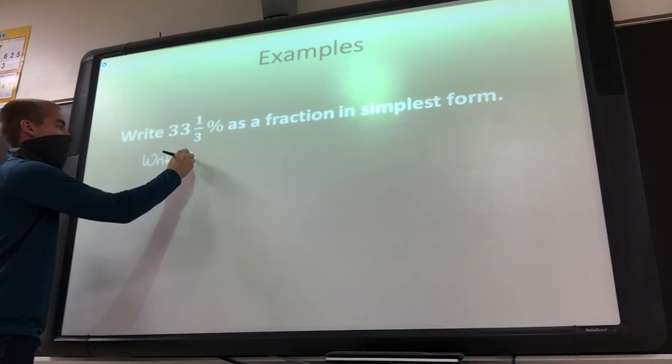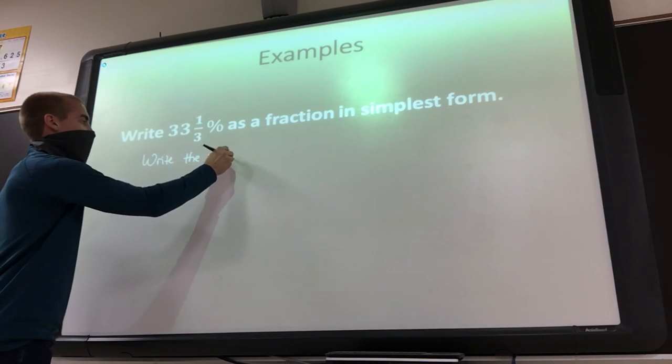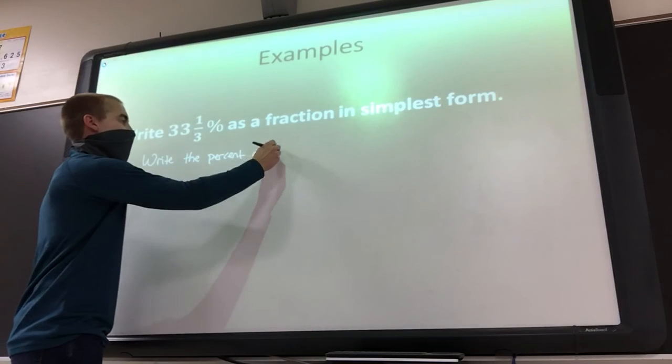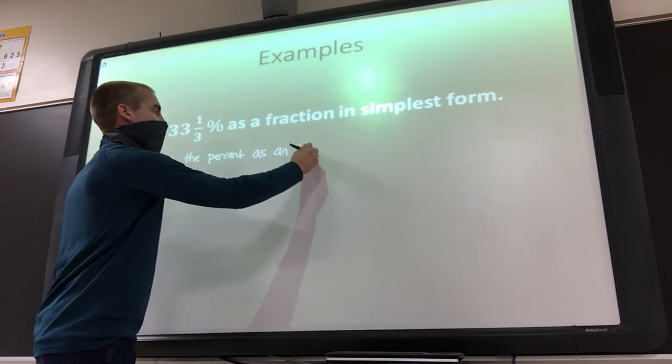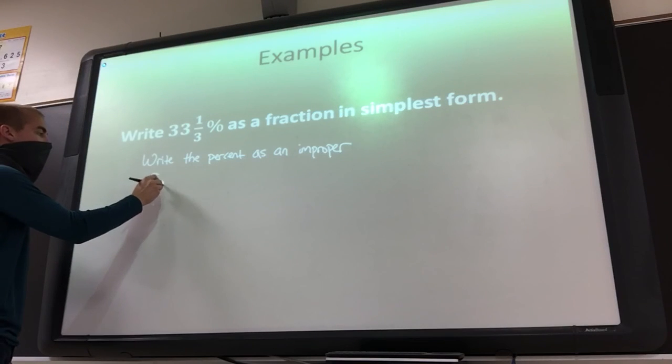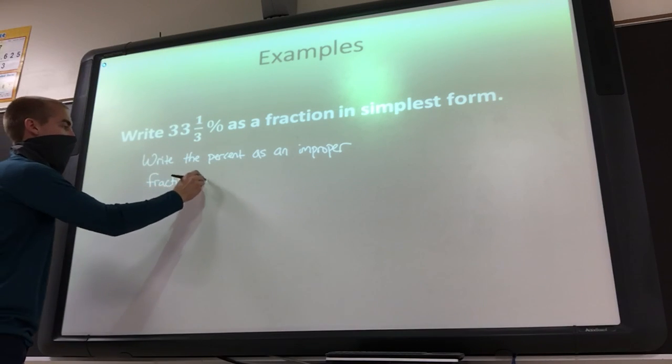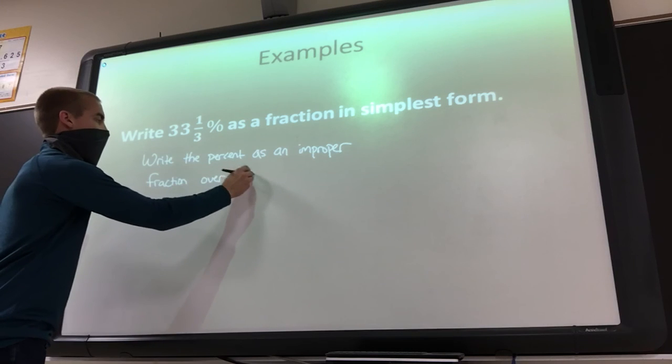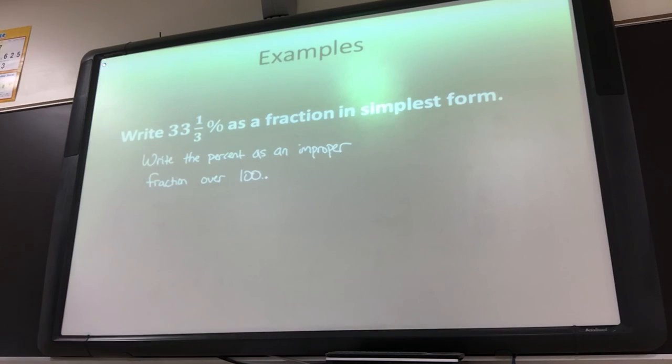write the percent as an improper fraction over 100. So write this percent, 33 1/3, as an improper fraction over 100. And then we'll see how we can simplify. It'll be a lot easier to see how to simplify it, because we said every percent is out of 100.